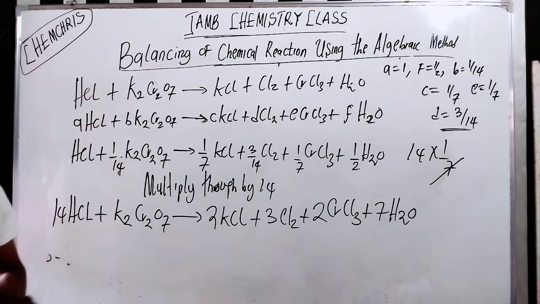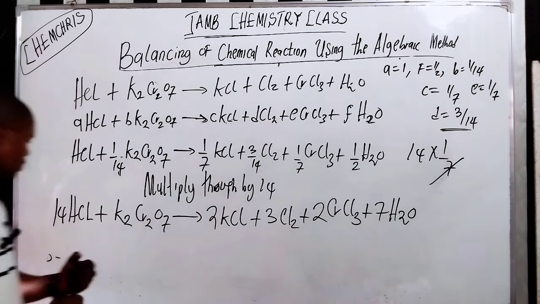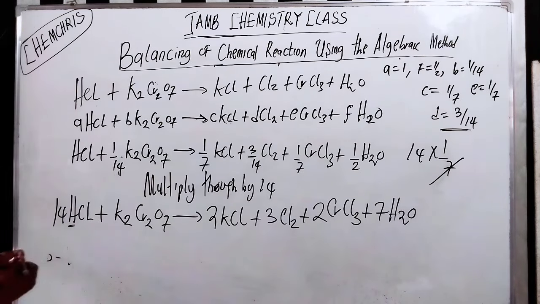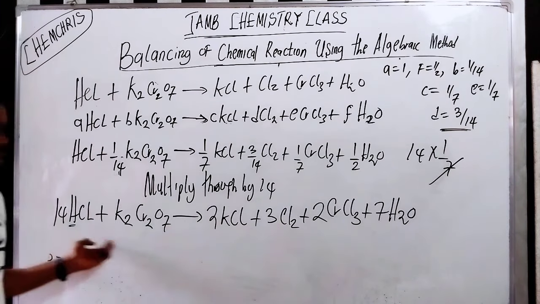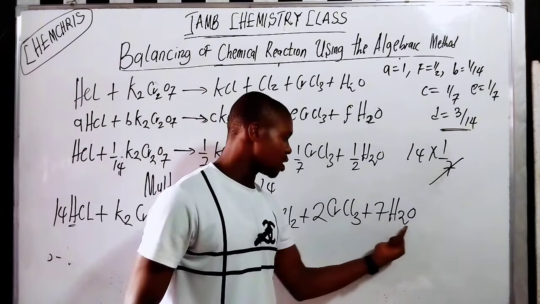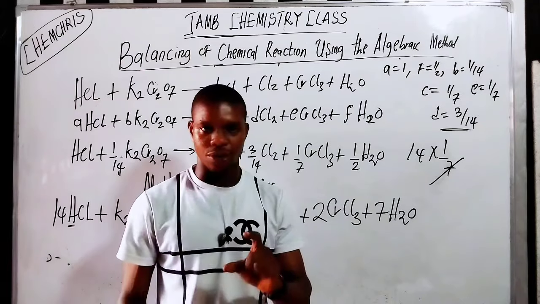Now the equation should be balanced, but let's confirm that the equation is balanced. So let's look at hydrogen first. Hydrogen here is 14. How many hydrogen do you have here? 7 times 2 is 14. So hydrogen is balanced. You understand?